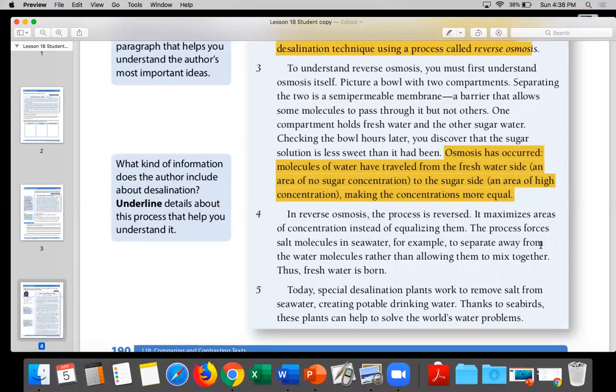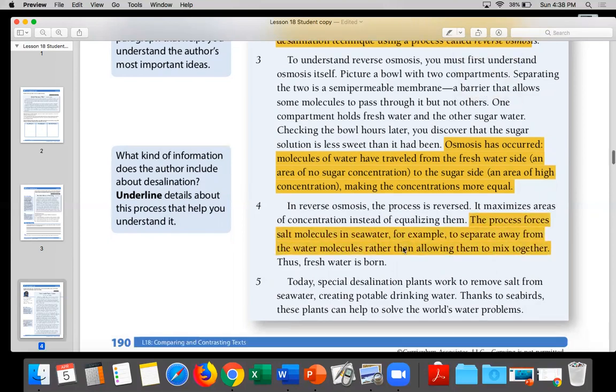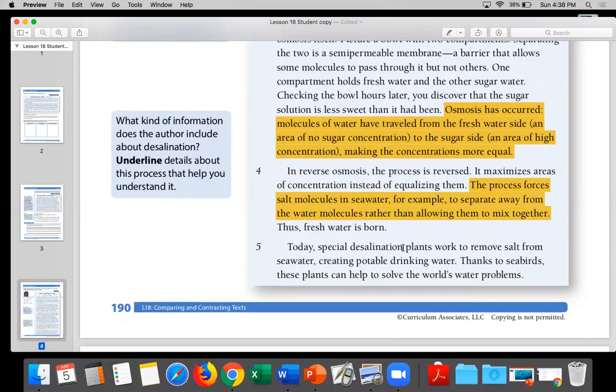Paragraph 4, the important piece is the process forces salt molecules in seawater to separate from the water molecules, and so therefore you have fresh water. Okay, so that's what desalination does. It takes out the salt. And then in paragraph 5, these plants can help to solve the world's water problems.